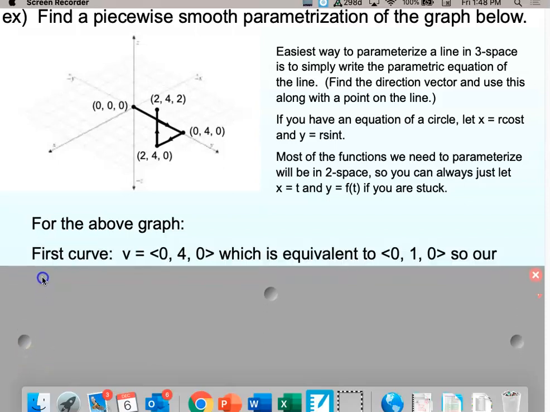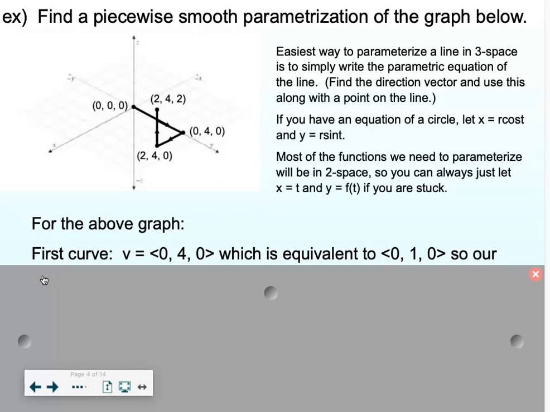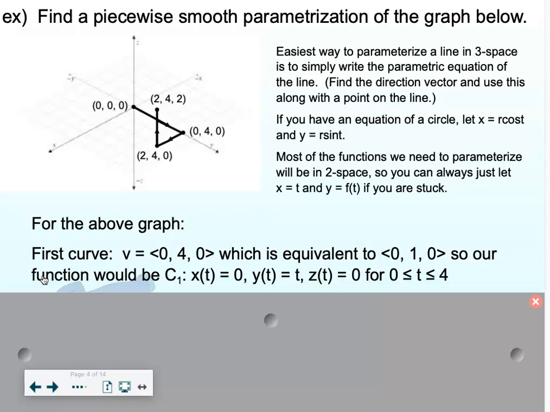All right, so for the first one, I used a direction vector of 0, 4, 0. Remember, for a direction vector the magnitude doesn't matter. You can use a scalar multiple of it, right? So I turned the 0, 4, 0 into a 0, 1, 0 just to make life easier. You don't have to, but it actually ends up being a lot easier, because we're going to have to restrict our t's pretty soon. Okay, so I got an x of t of 0, y of t, and a z of t of 0.